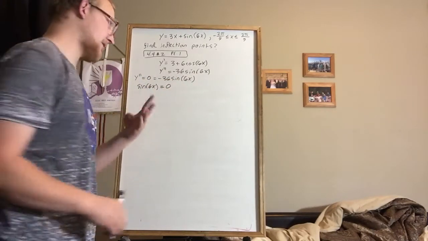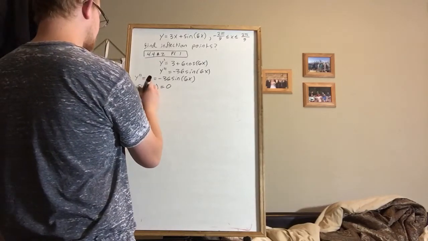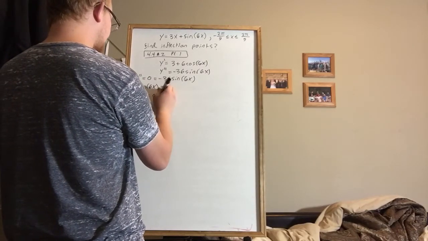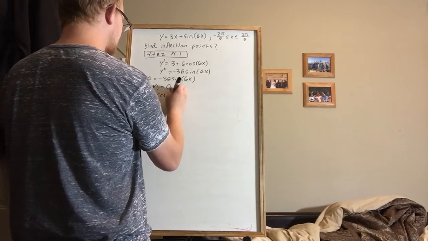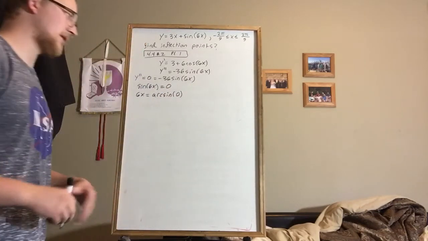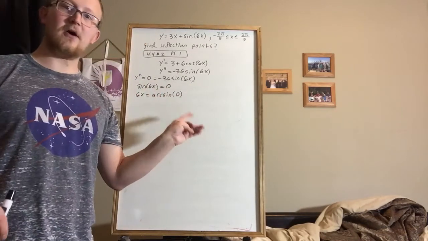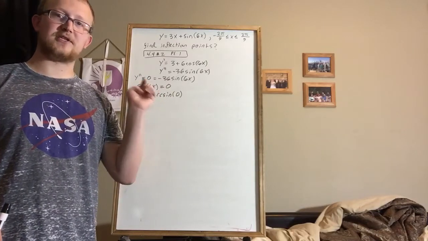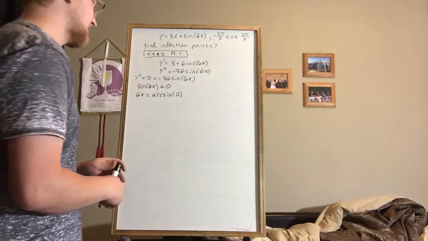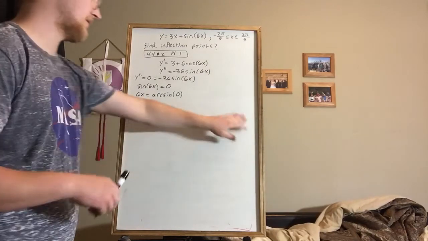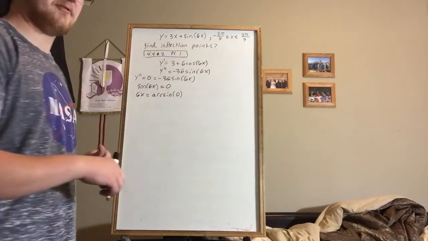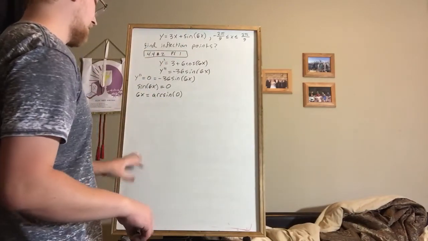Now we're going to take the arc sine of both sides, so 6x equals the arc sine of 0. This is the hard part of the problem: there are infinitely many points at which sine will be 0 on a graph like this. So it's important, maybe not with this specific function, but we have to look at all of our options.